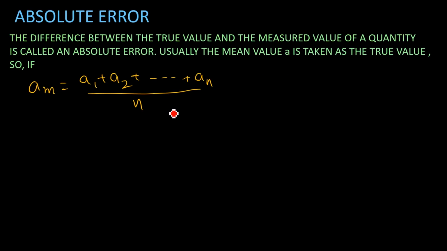Next one is absolute error. What is absolute error? It is the difference between the true value, what exactly the value of the measurement is, and the measured value. I'm taking this table measurement, so exactly what is the length of the table, say 200 centimeters. You need to understand the difference very carefully. The difference between the true value and the measured value of a quantity is called an absolute error.